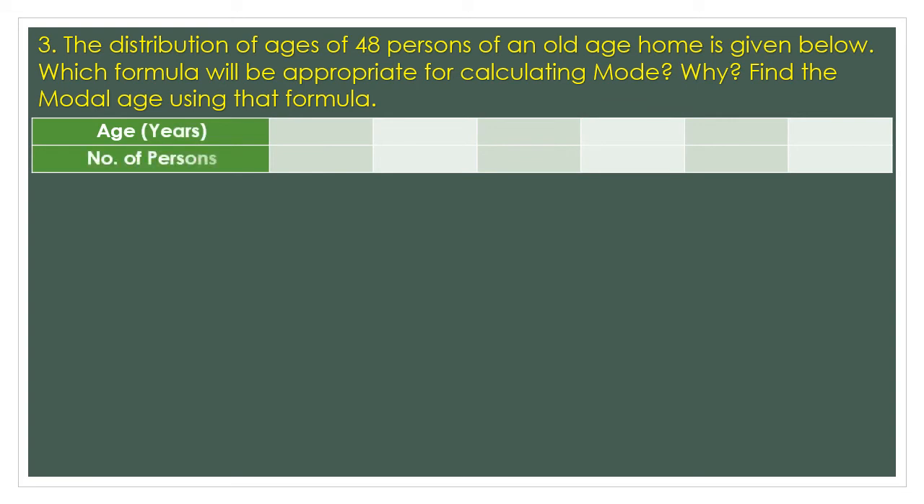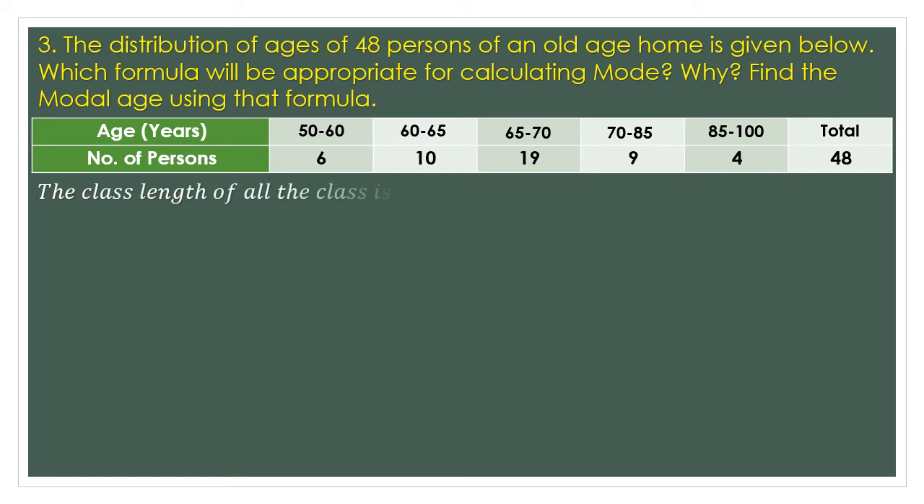The age in years and number of persons. Age is 50 to 60, 60 to 65, okay, the class length has changed. Then 65 to 70, 70 to 85, again the class length has changed. I think you guys get which formula we are going to use and why. But still I have written it down in a statement, because the class lengths of all the classes are not same. They are unequal. Unequal classes are there. We are going to use the empirical formula, and for the empirical formula we need mean and median.